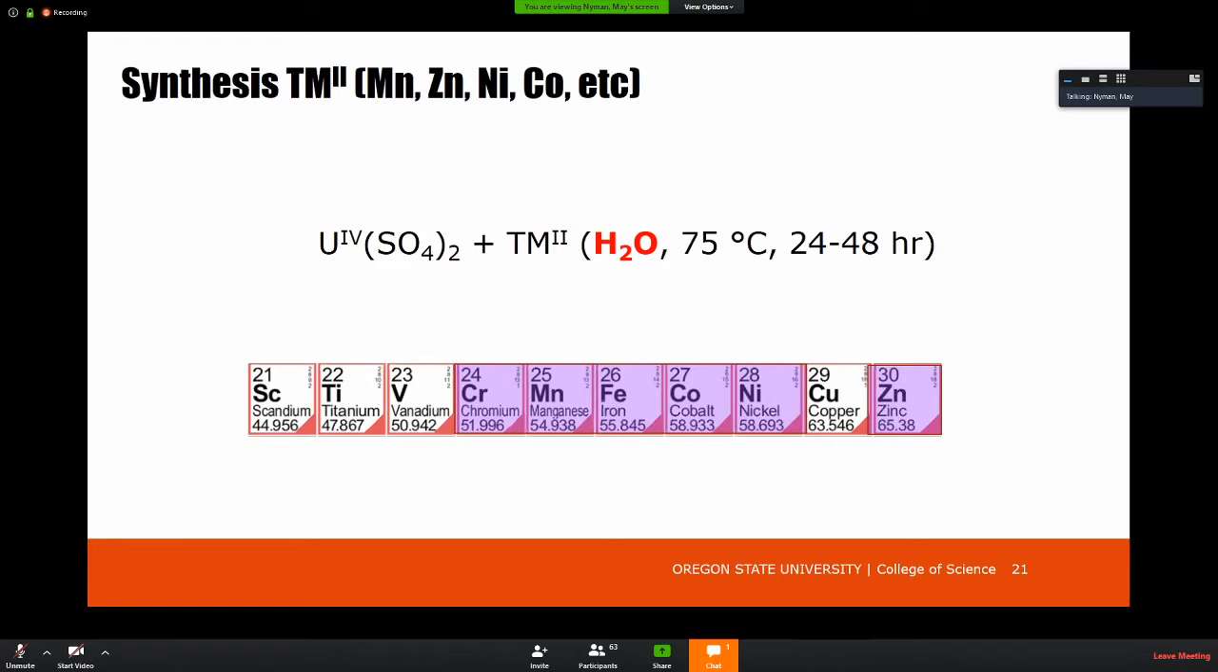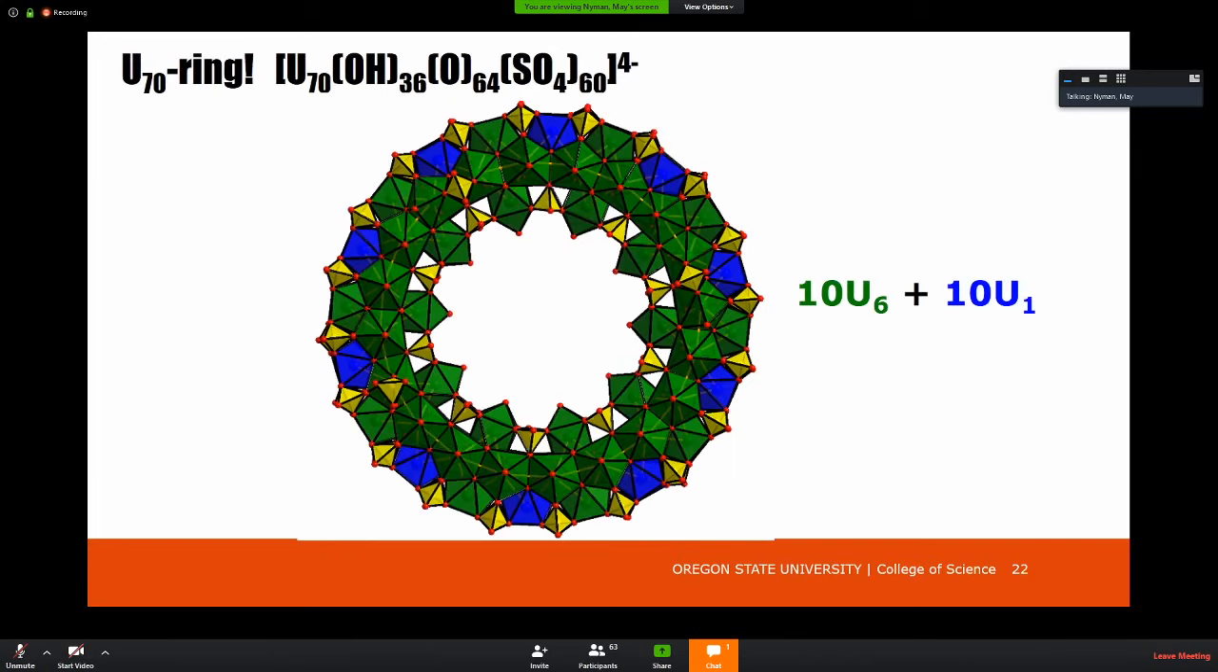So now what we get is this beautiful wheel cluster. So we still have this hexamer building unit going on, or theme. So the green are the hexamer units, and there's 10 of them in this wheel, and they alternate with monomer units, and there's 10 of those in blue. And so for a total of 70 uranium polyhedra in a wheel.